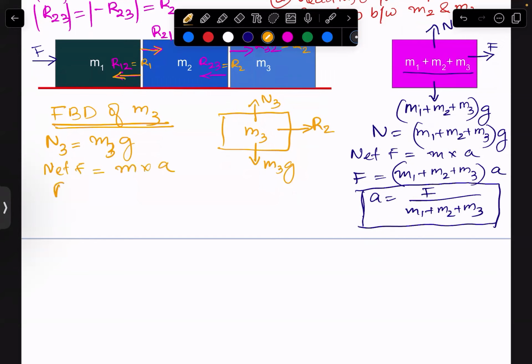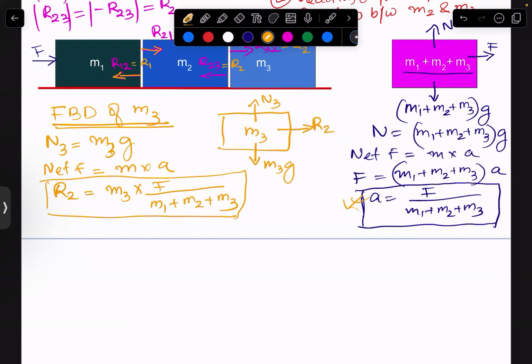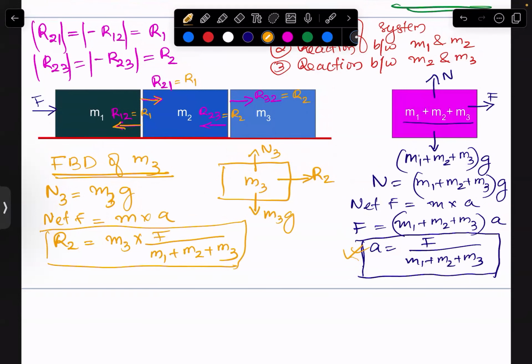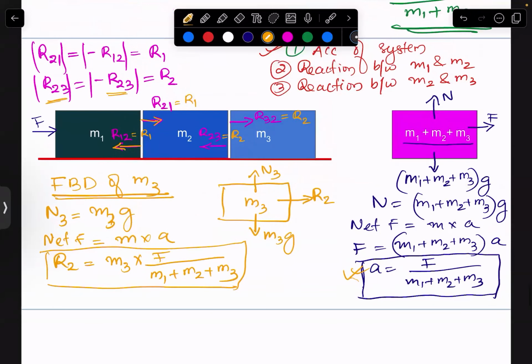For horizontal component, we know net force equals mass times acceleration. So net force is what? R2 is the net force. Mass is equal to M3 and acceleration is what? It is given here, right? Acceleration is F divided by M1 plus M2 plus M3. So this is the reaction force R2. We know the magnitude is the same, so R32 and R23 equal R2, which is equal to, here we will write the final result, M3 F by M1 plus M2 plus M3, right?